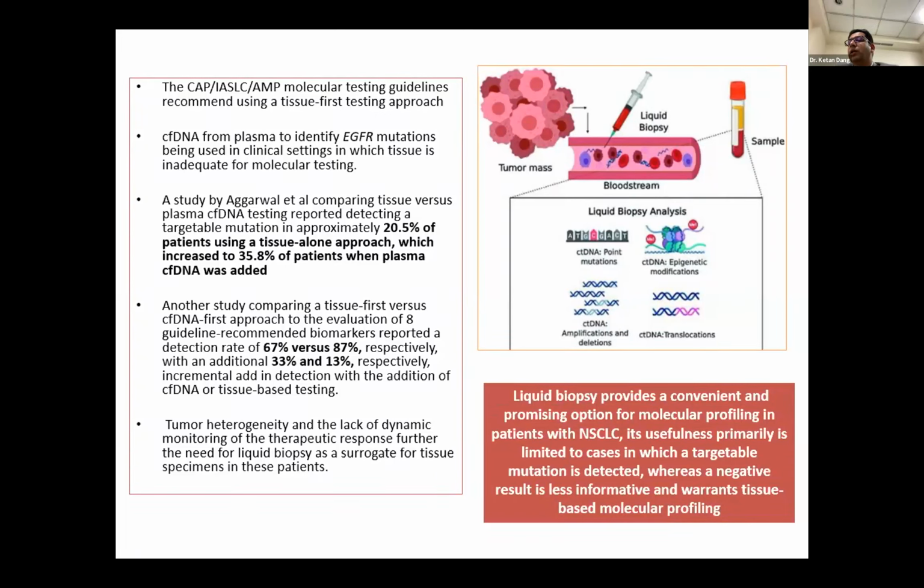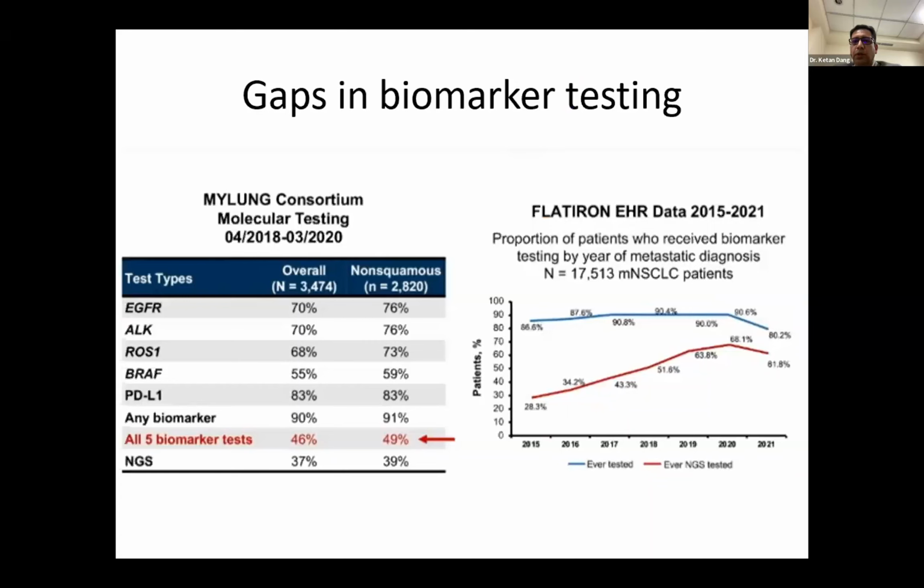So it provides a convenient and promising option for molecular profiling in patients with NSCLC. Usefulness is limited to cases where a targeted mutation is detected, whereas a negative result is less informative and warrants tissue-based biopsy and testing. So the science is rapidly evolving, and there are several gaps in the biomarker testing, but that gap is getting closed with time and evolving technologies.